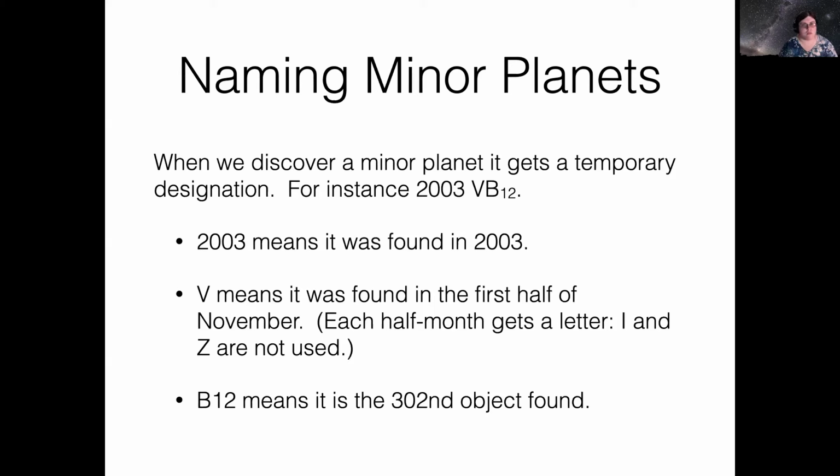And the final number is because we've had to cycle. Originally people didn't report 25 asteroids in the same two weeks. But now we find scads of the things. So the 12 is telling us how many times we have gone through this cycle. 12 times 25 is 300. So we've gone through this cycle 12 times, and now we're doing B again. So it's the 12th 2003 VB object.